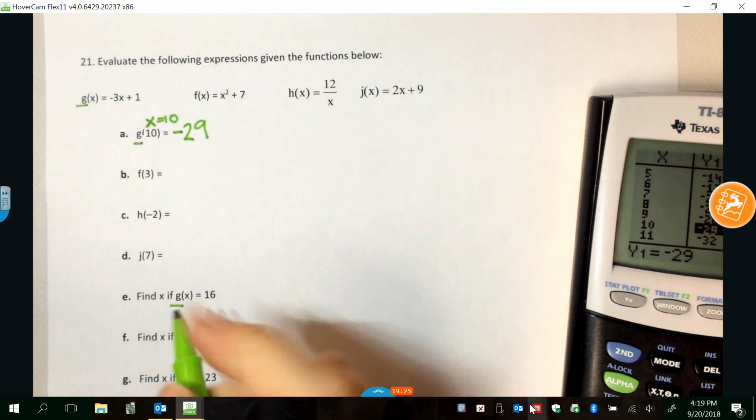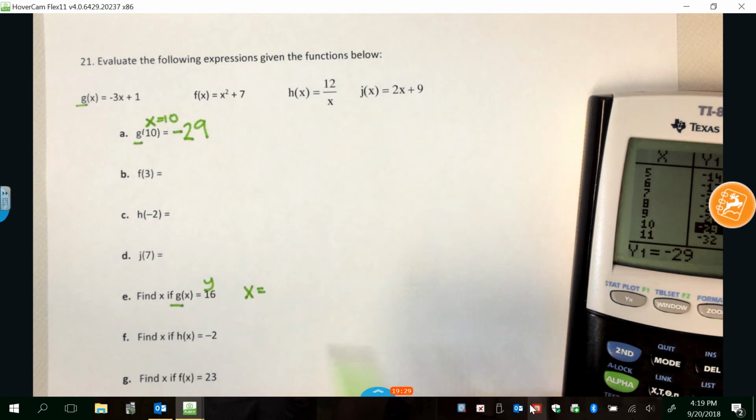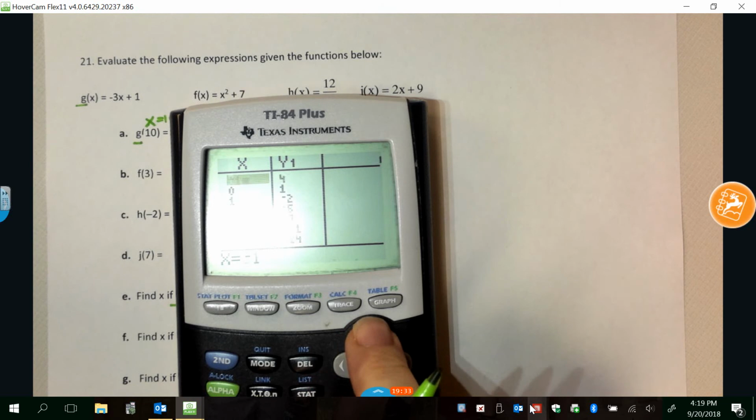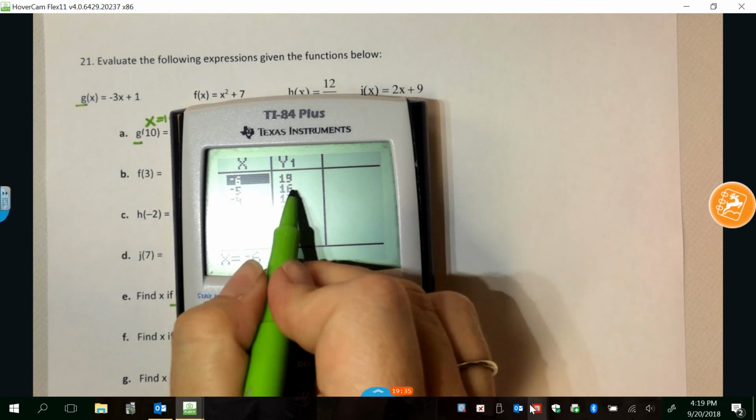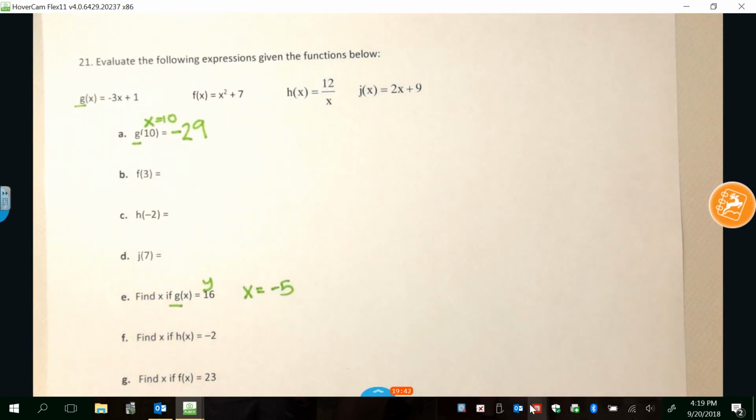Okay, now this is telling me to find x, so therefore it's giving me y. So I'm going to look in the y column for positive 16. So there's positive 16, so my answer is negative 5. X is negative 5.